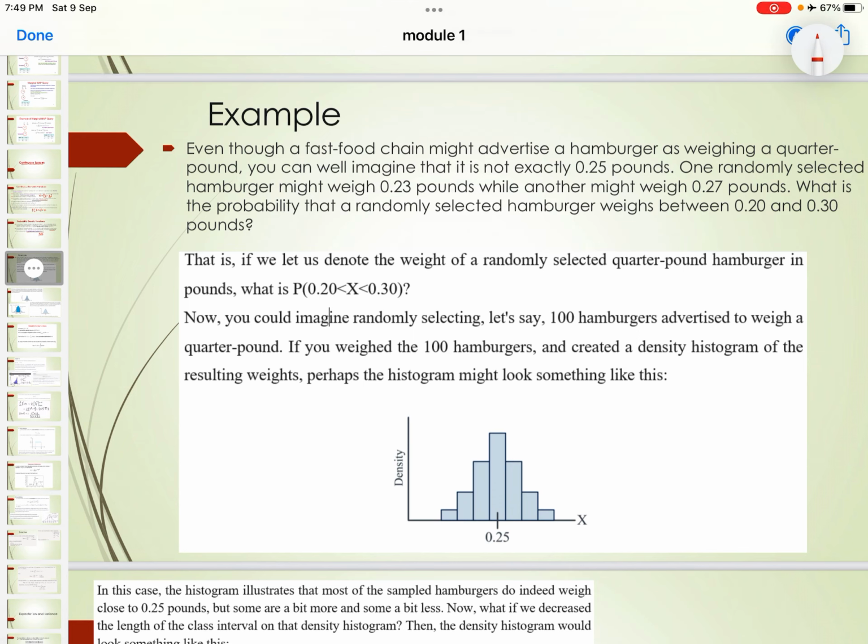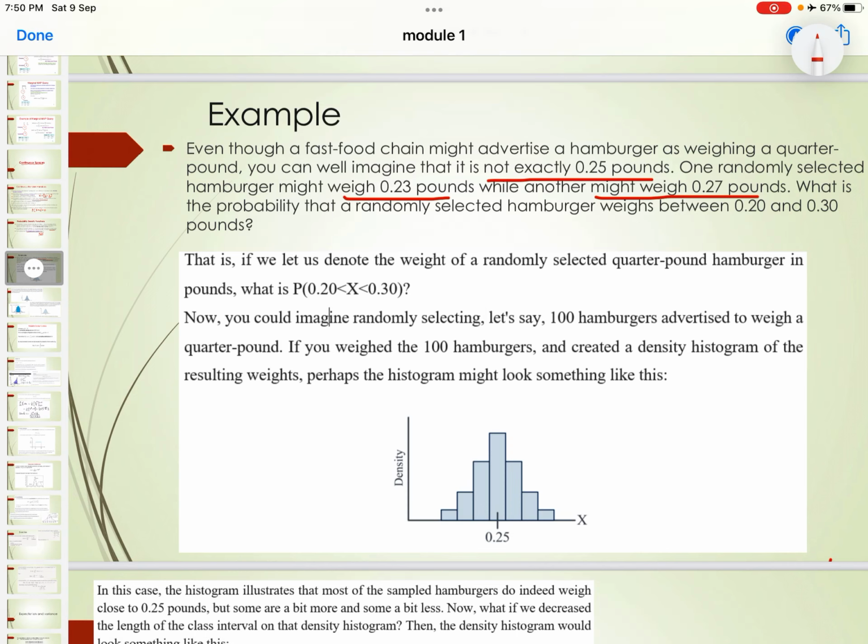Example. Even though a food chain might advertise a hamburger as weighing a quarter pounder, you can well imagine that it is not exactly 0.25 pounds. One randomly selected hamburger might weigh 0.23 pounds while another might weigh 0.27 pounds. So though it is said that the hamburger weighs 0.25 pounds, that is not necessarily the case. 0.25 is just an estimated value. It can be less than 0.25, it can be more than 0.25.